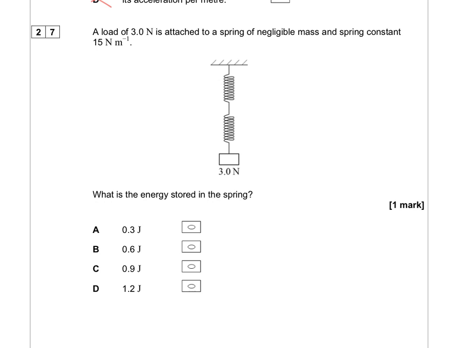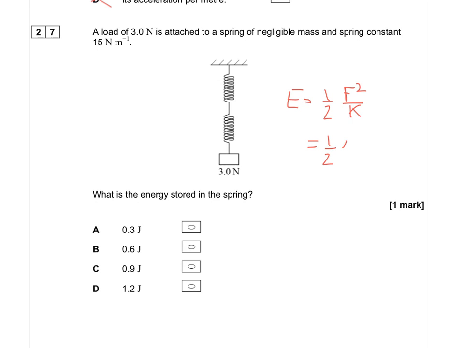Okay, so the key here is to ignore the distractor, because if you look at the diagram you could easily get confused and start thinking about 2 springs. It clearly just says a 3 Newton force is attached to a spring of spring constant 15, so we can use the equation in this form, since we have both the force and the spring constant.